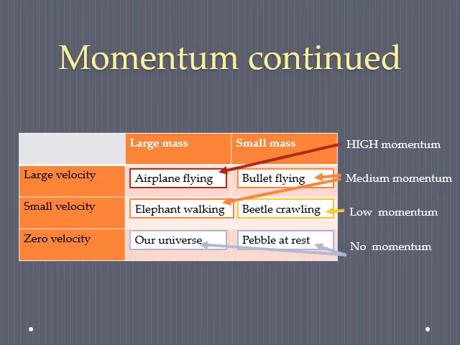Those last two, the universe and the pebble at rest, even though they're really different feeling objects, they both actually have exactly the same amount of momentum, which is none. So every object at rest in the universe, or the universe itself, actually has no momentum. And it makes sense when you calculate it out with that equation too, because if the v is 0, then any number times that v is going to be 0 as well.